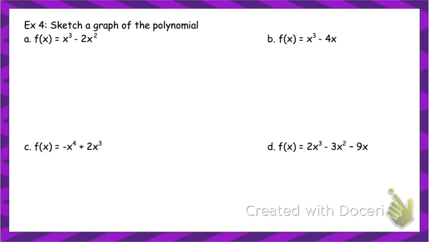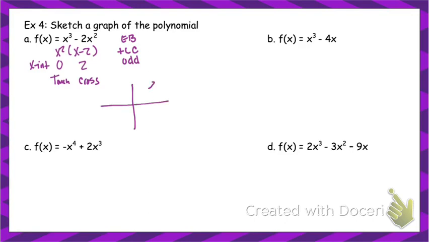In order to factor this one, let's take out our GCF. That means that my x-intercepts will be 0 and 2. At 0, my graph is going to touch. At 2, my graph is going to cross. End behavior, this is a positive leading coefficient, odd degree. So ends should look like this. And then we just mark our zeros. So 0 and 2. I touch at 0. I cross at 2.